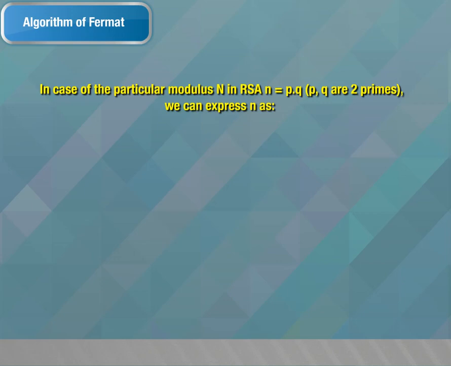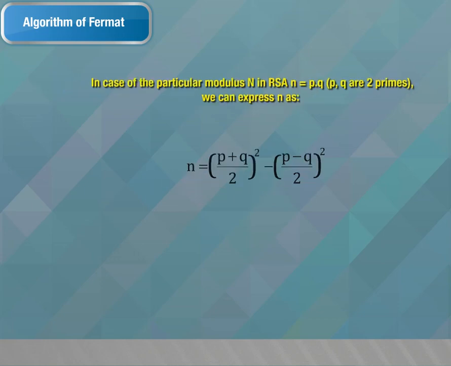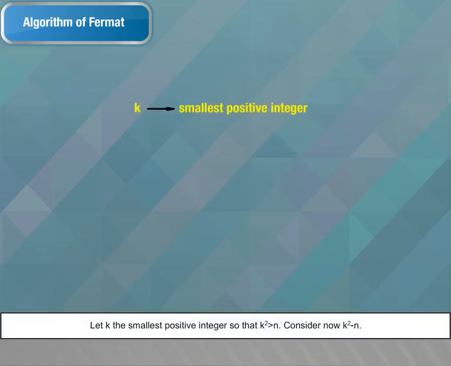In case of the particular modulus n in RSA, n = p × q, where p and q are 2 primes. We can express n as n = ((p + q)/2)² − ((p − q)/2)². Let k be the smallest positive integer so that k² is greater than n. Consider now k² − n.